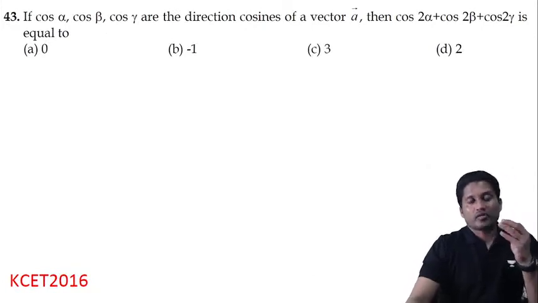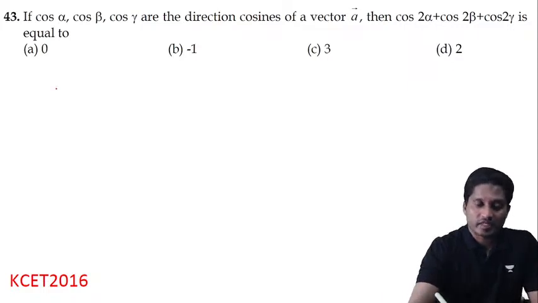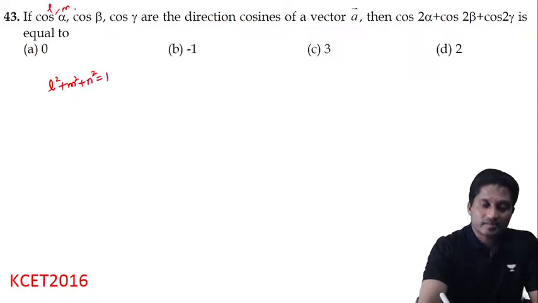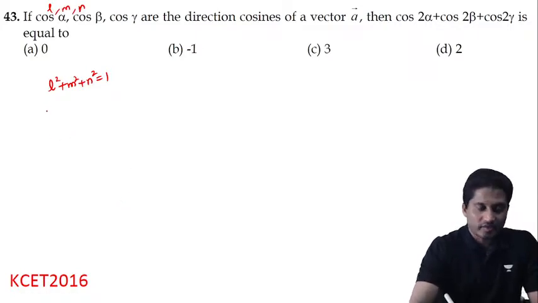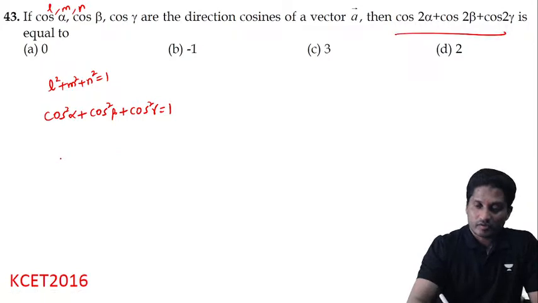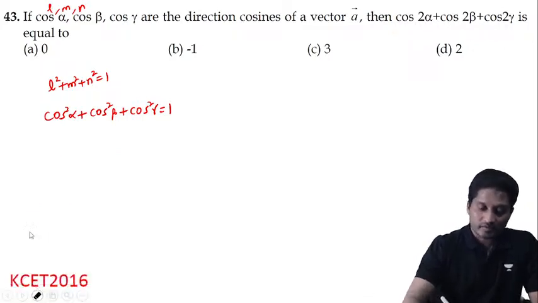cos alpha, cos beta, cos gamma are the direction cosines of vector A. We know that if they are direction cosines, then l square plus m square plus n square is always equal to 1. So this is l, this is m, this is n, the direction cosines. This means that cos square alpha plus cos square beta plus cos square gamma is equal to 1. I am supposed to find the value of cos 2 alpha plus cos 2 beta plus cos 2 gamma.